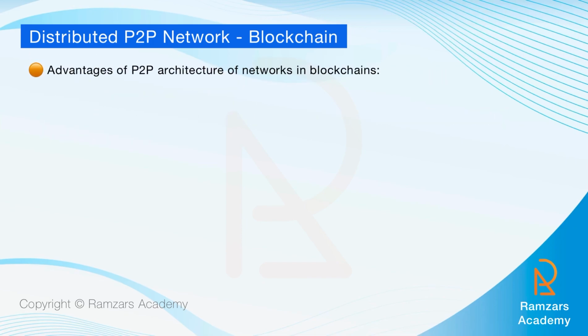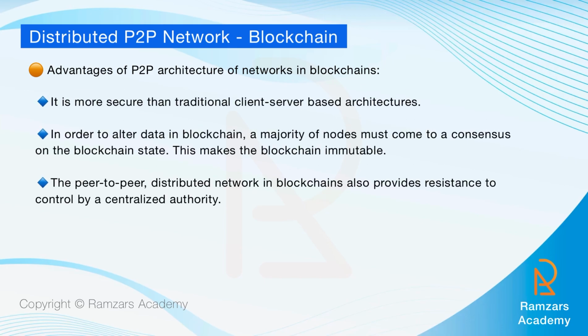There are many merits of the peer-to-peer architecture of network and blockchains. It is more secure than traditional client-server-based architectures. As the blockchain is maintained by a large number of participants in the network, it gets highly difficult for a malicious actor to execute a denial-of-service attack on the blockchain, which is otherwise common in many centralized systems. In order to alter data in the blockchain, a majority of nodes must come to a consensus on the blockchain state. This makes the blockchain immutable. This gets more and more difficult in bigger networks like Bitcoin and Ethereum.